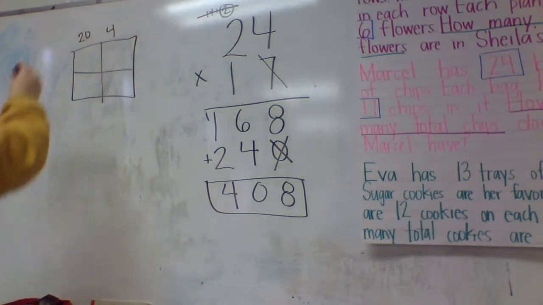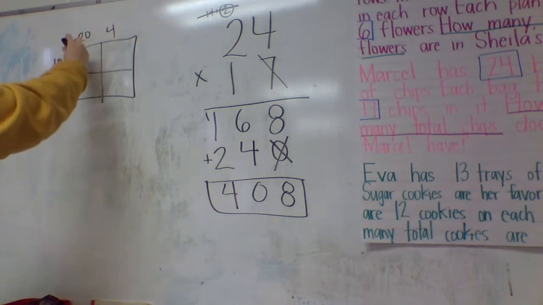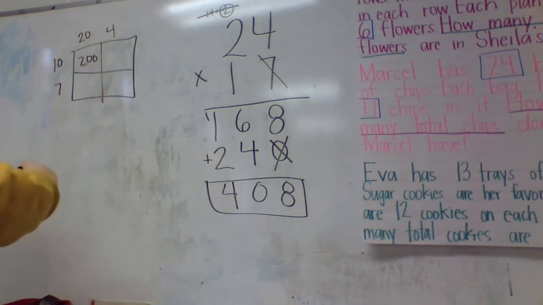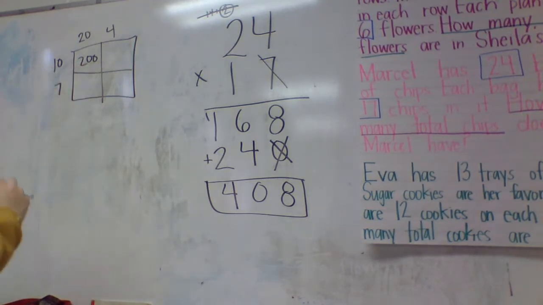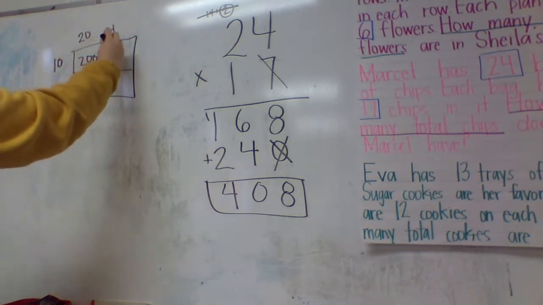24 times 17. 1 times 2 is 2. And then I have 2 zeros to put on top of that, or to put beside that. So 10 times 20 is 200. 1 times 4 is 4 plus a 0.